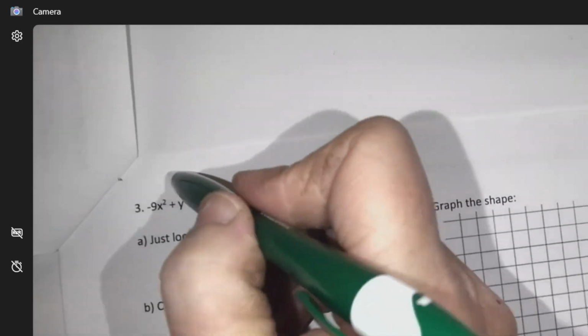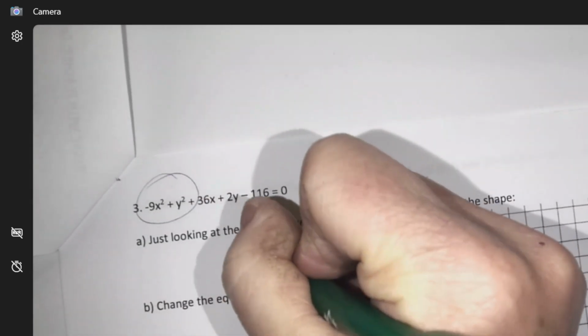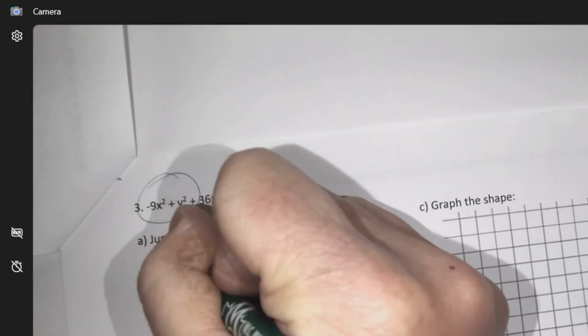Okay, when I look at it, what is the shape? It's a hyperbola because there's one plus and there's one minus. Which one is it? Everything you do, you can't just say hyperbola. You have to say what kind of hyperbola? Vertical, because the y squared was positive.